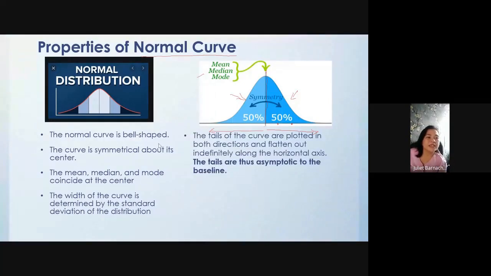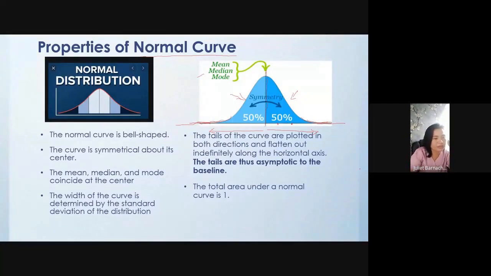Fifth, the tails of the curve are plotted in both directions and flattened out indefinitely along the horizontal axis. The tails are thus asymptotic to the baseline. When we say asymptotic, this tail of the normal curve, do you see what I am drawing? Yes, ma'am, you are writing on the screen. This tail, when we say it is asymptotic, will just flatten out toward the horizontal axis, but it will never touch this axis. That is why it is only asymptotic. It will flatten there, but they will never meet. That is what is meant by asymptotic. So this is its tail.